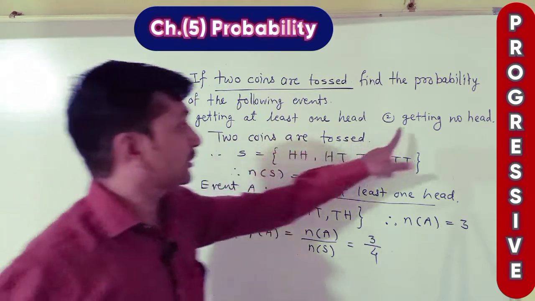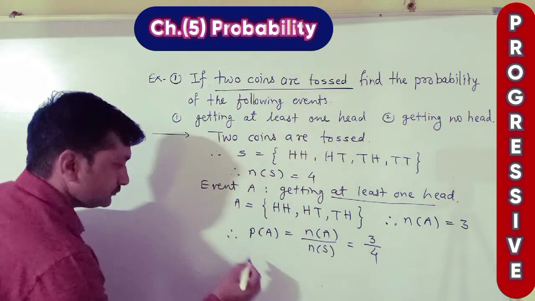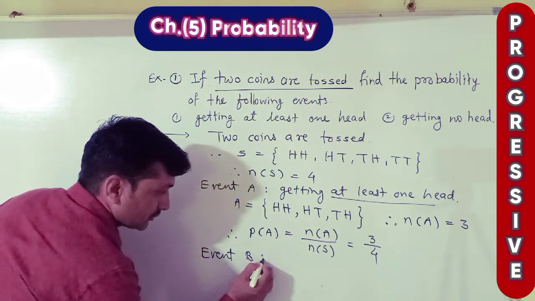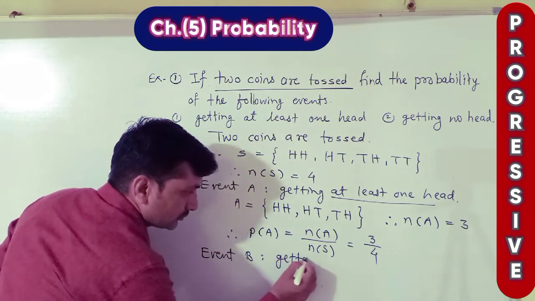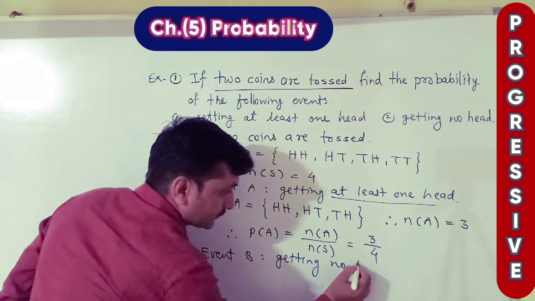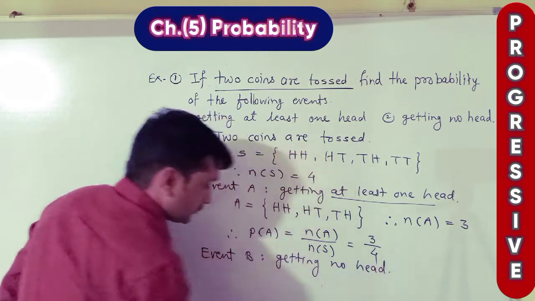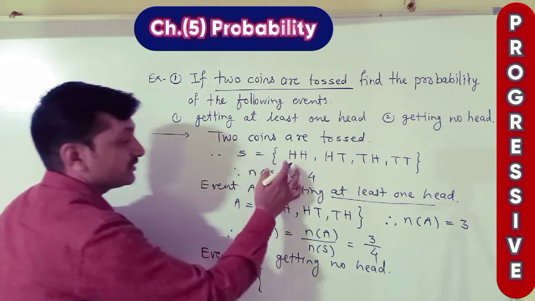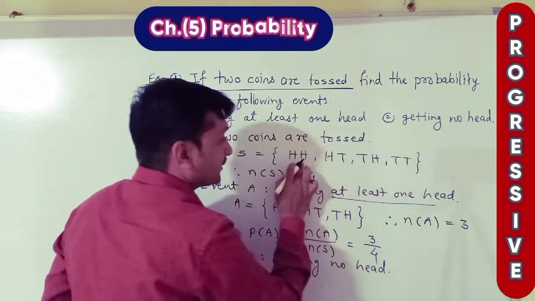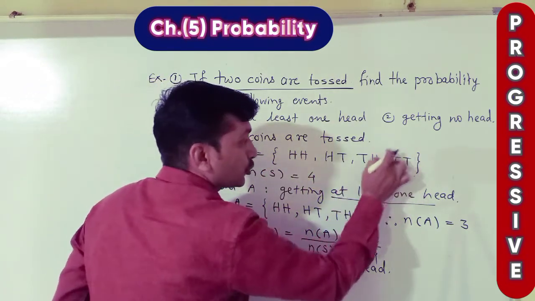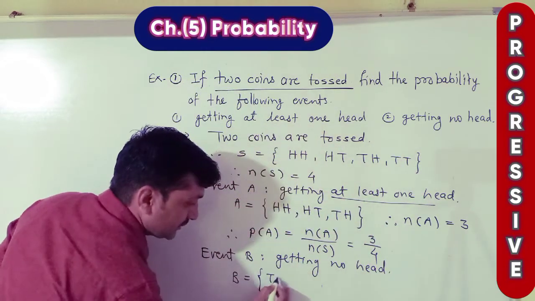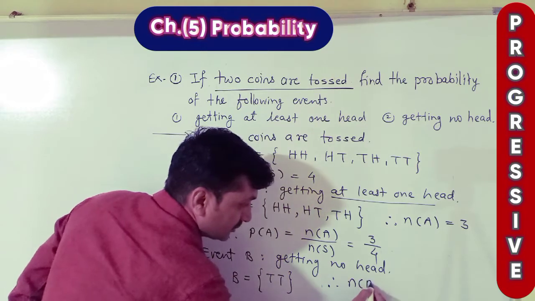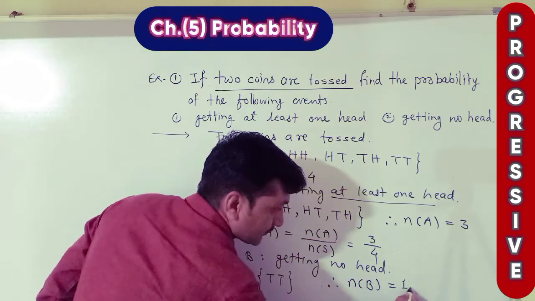Event B is getting no head. Event B I write here: event B, getting no head. Therefore B is equal to, now in the sample space you see where there is no head. Head is here, head is here, head. Here no head. Means this group will come, TT. Bracket close. Therefore number of B is equal to only 1.